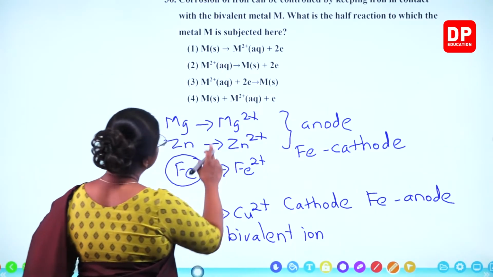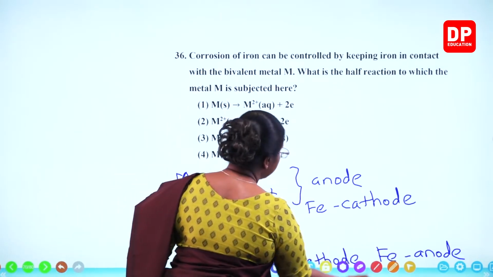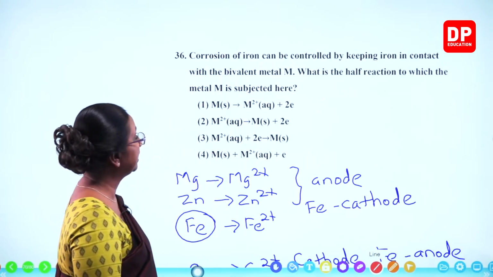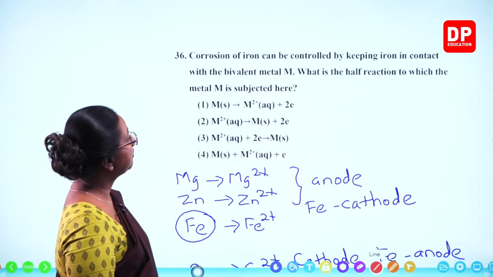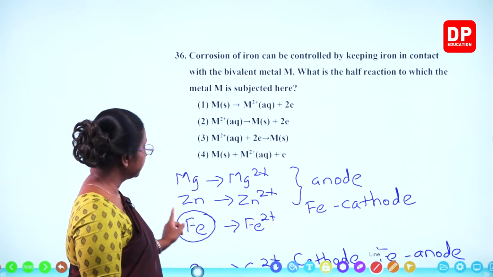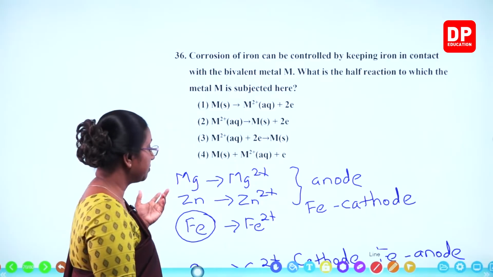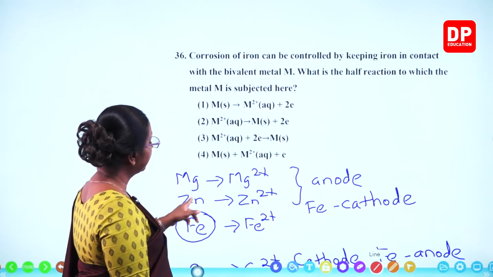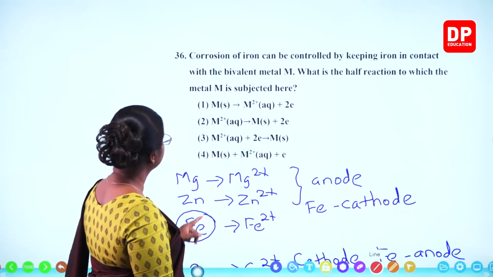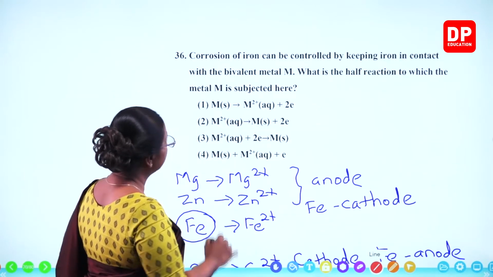So, if we look at the equations given there, corrosion can be controlled by keeping iron in contact with the bivalent metal M. What is the half reaction to which the metal M is subjected here? So, here you can see it has to be the bivalent metal M, that has to be either magnesium or zinc. So, what will happen? The metal will become 2+ ions, losing 2 electrons. So, you have M solid, you get M2+ aqueous, losing 2 electrons.